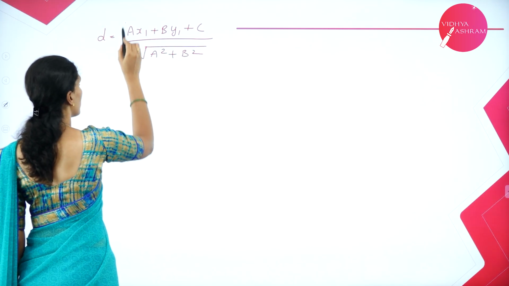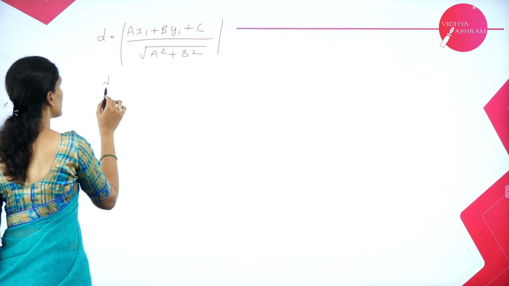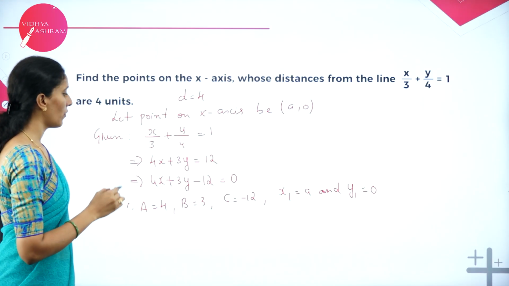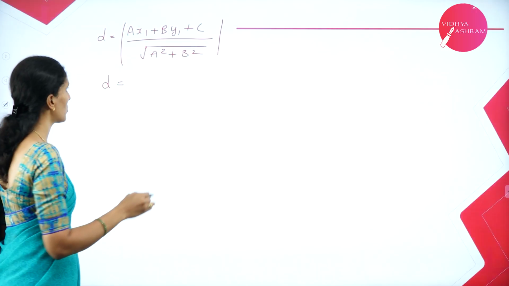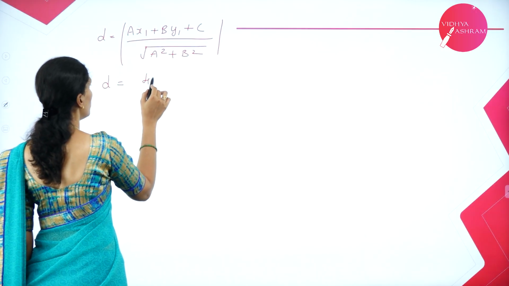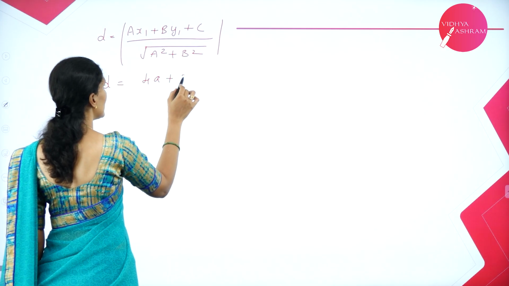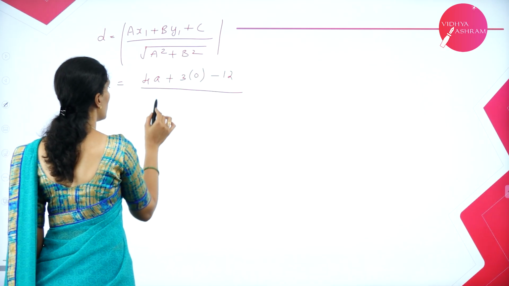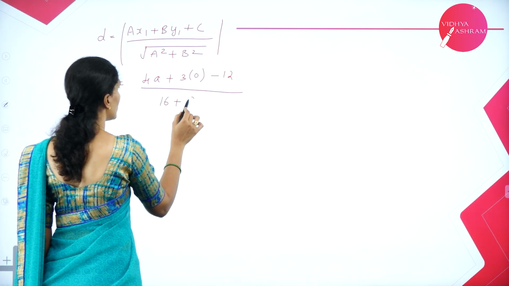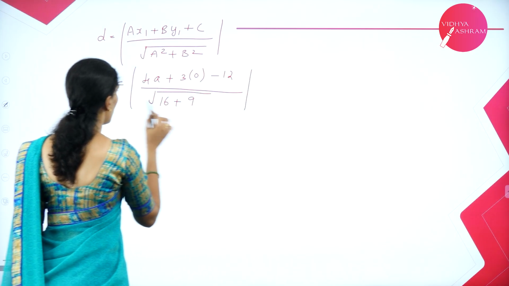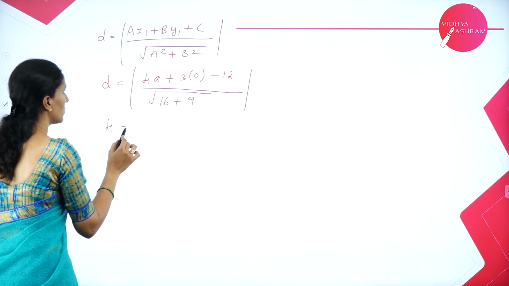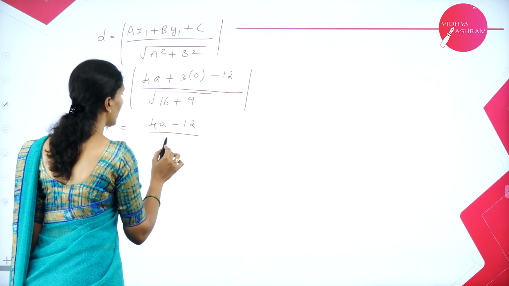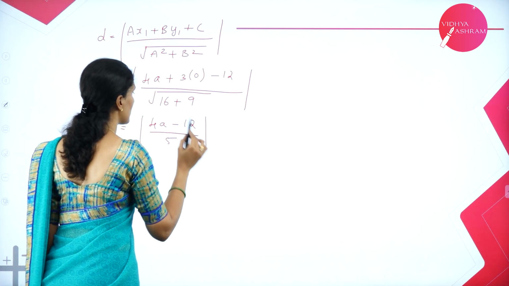A square plus B square. Now we have distance is equal to, so what is A, B, C? A is 4, B is 3, C is minus 12. So 4 into a plus 3 into 0 minus 12 divided by square root of 4 square is 16, 3 square is 9. Now distance is given as 4. So this is modulus of 4a minus 12 divided by 5.